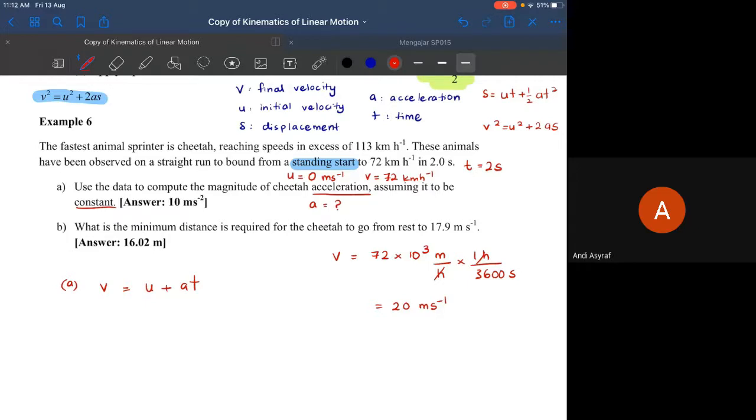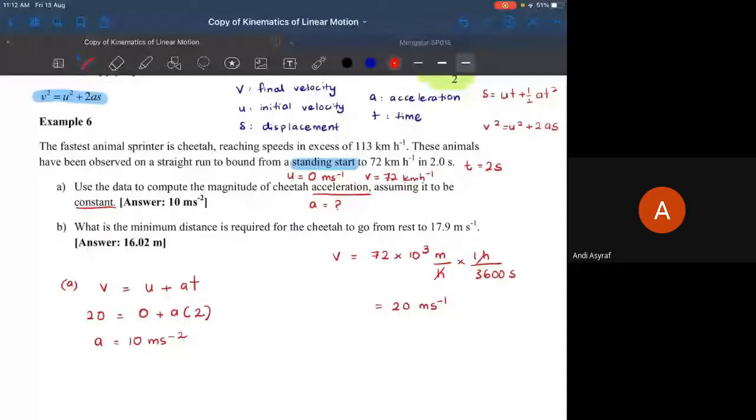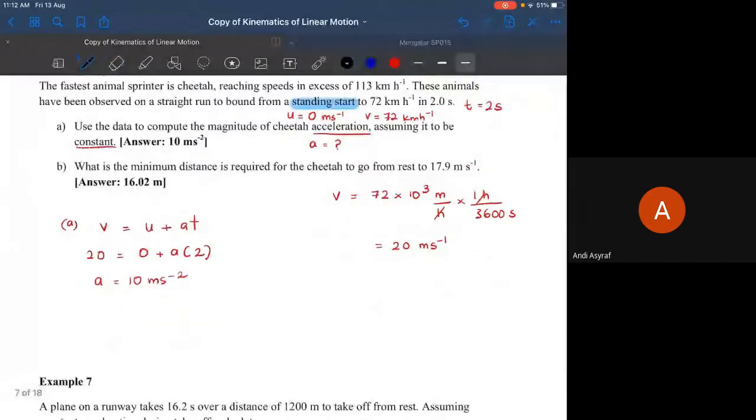Okay, so then substitute: this one is 20, this one is 0, plus we want to find the A, and then 2. Okay, so this one 20 divided by 2, so our acceleration is 10 ms negative 2. Okay, so this one is very simple lah. Actually this is very simple, so don't worry lah. Okay, right. Once we have done A, we read question B.